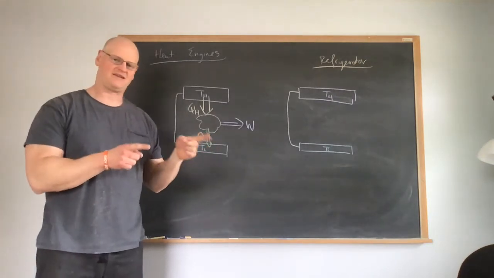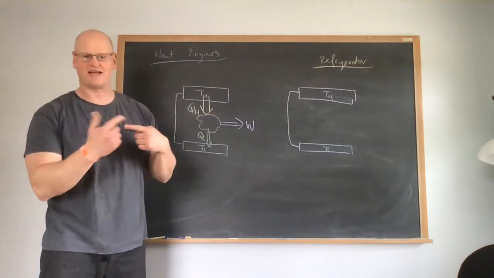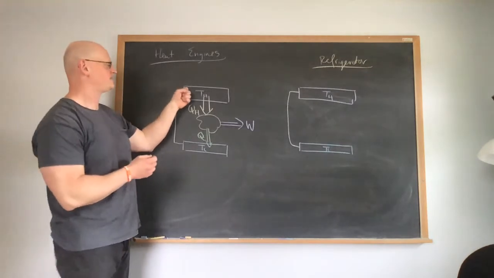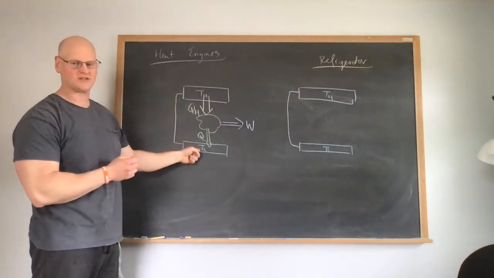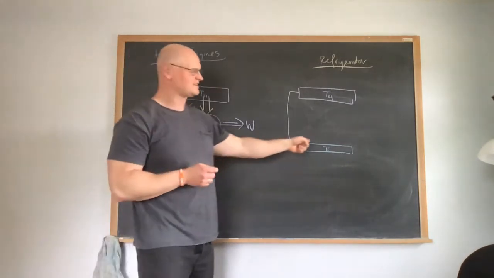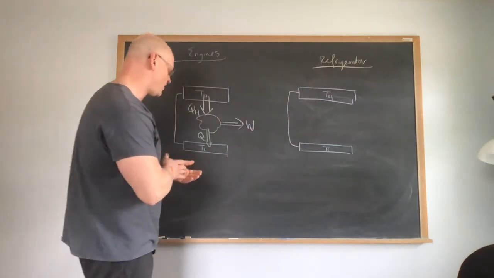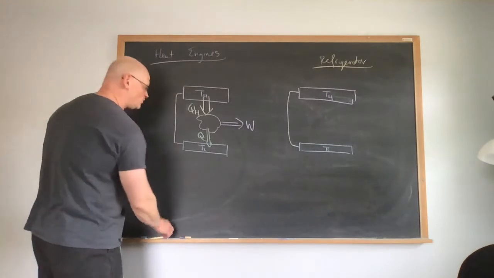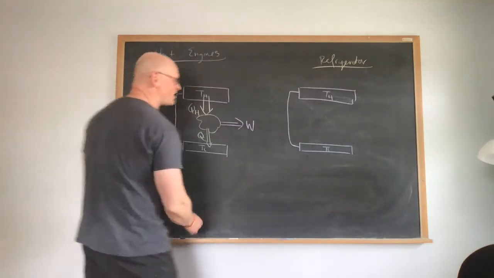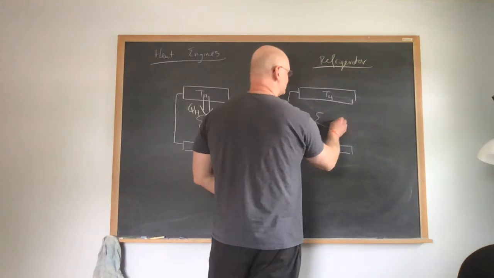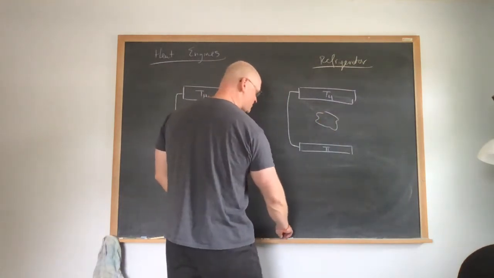Now, it turns out that this is not a spontaneous process. What we know is that heat spontaneously goes from the hot source to the cold source, but heat does not go from the cold spontaneously into the hot. So this is what we call a non-spontaneous process. To have this process actually happen, we have to actually do the opposite.